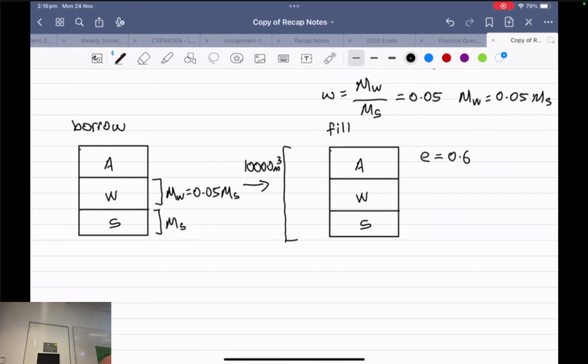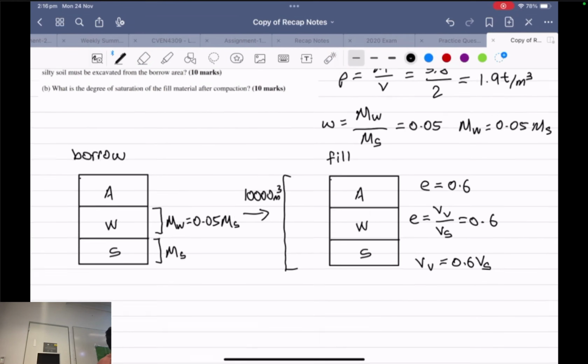So using that information, we can say e, which is the void ratio, is equal to Vv over Vs, right? And just like we did with the water content, where we derived a relationship saying mass of water is 0.05 Ms, we can do the same here. We can say that Vv is equal to 0.6 Vs. So now we have some relationships and we've set up our phase diagrams. We can start moving on to finding the amount of borrow soil needed.